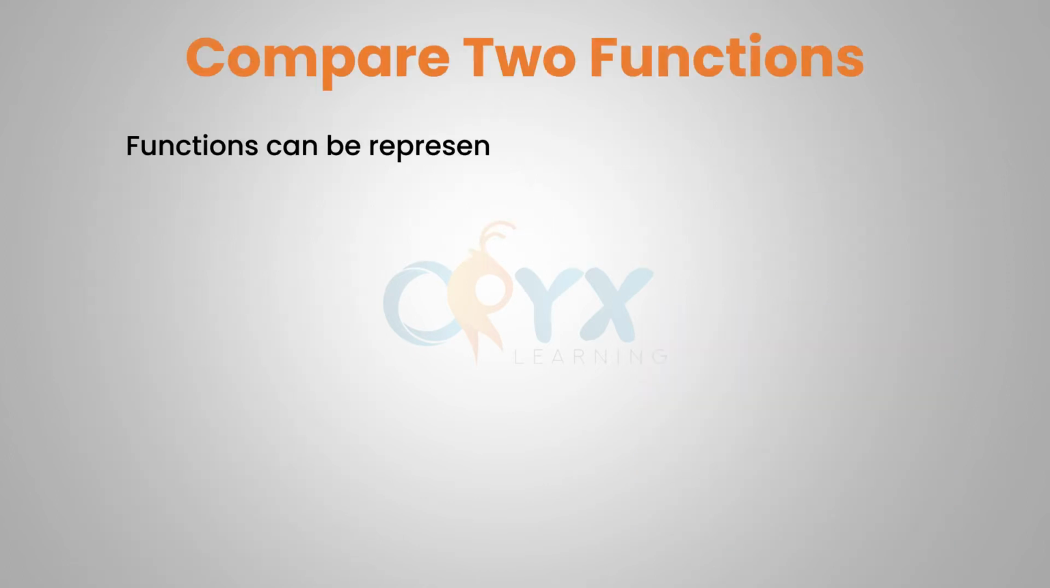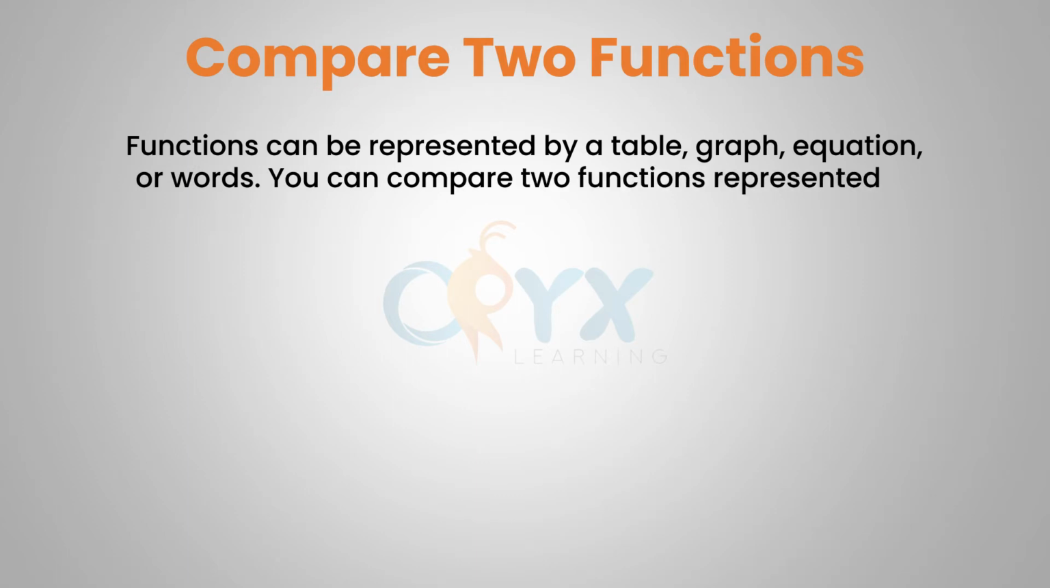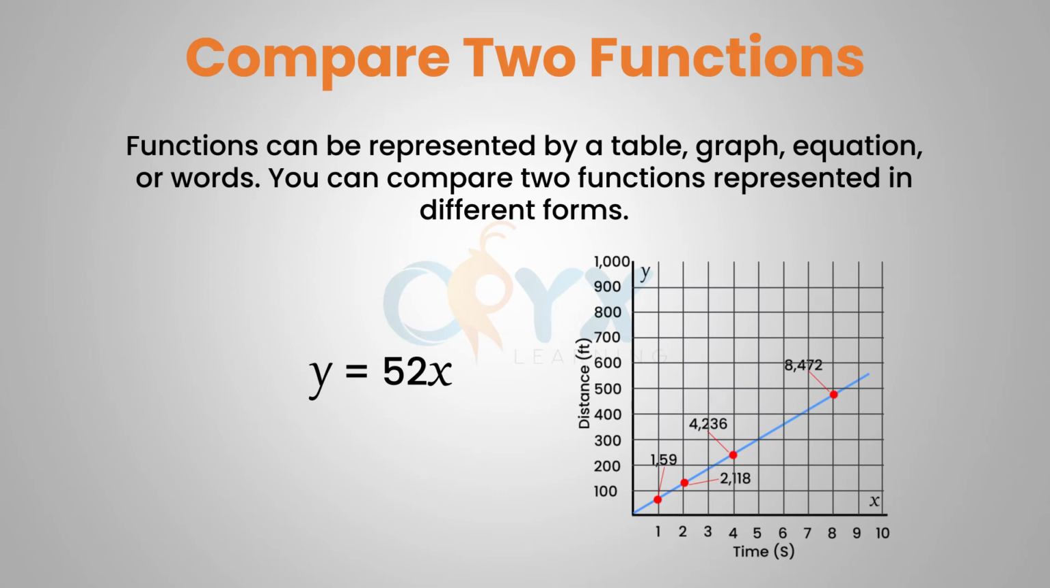Functions can be represented by a table, graph, equation, or words. You can compare two functions represented in different forms. Y equals 5 over 2 x could also look like the graph shown to the right.